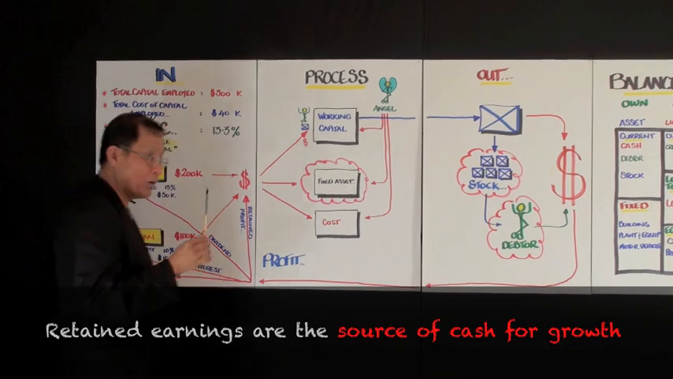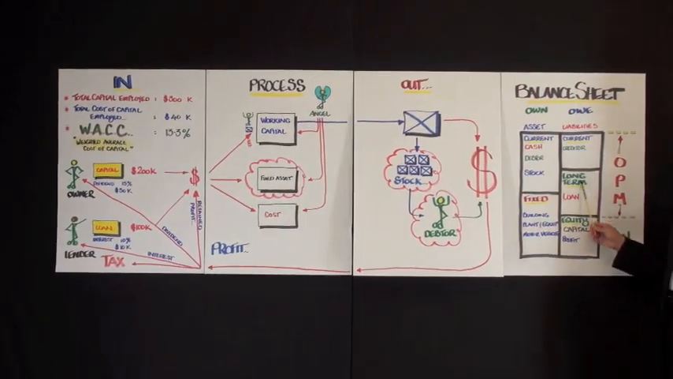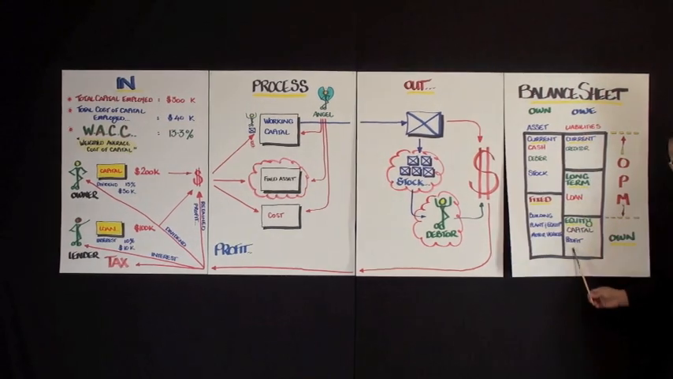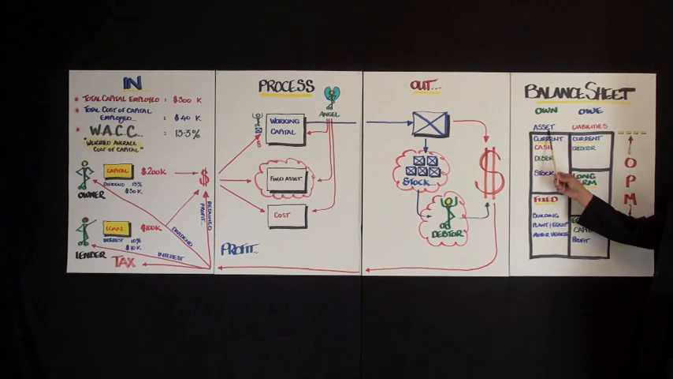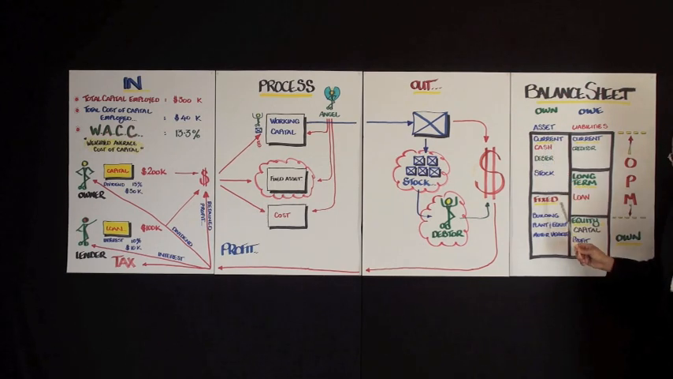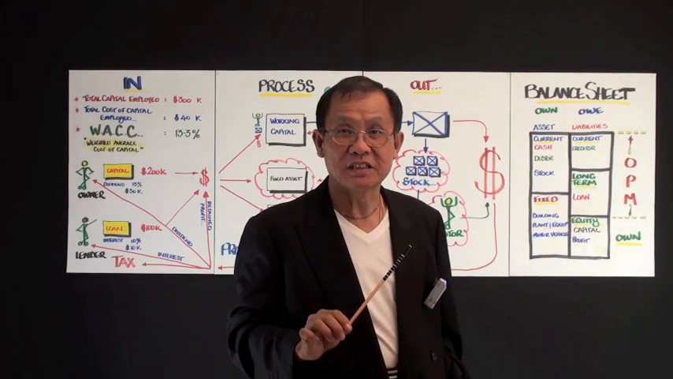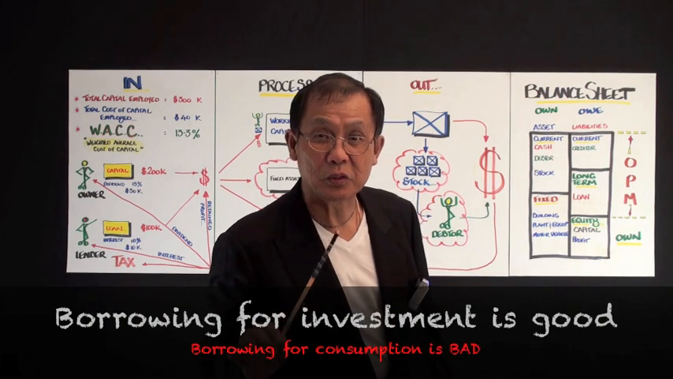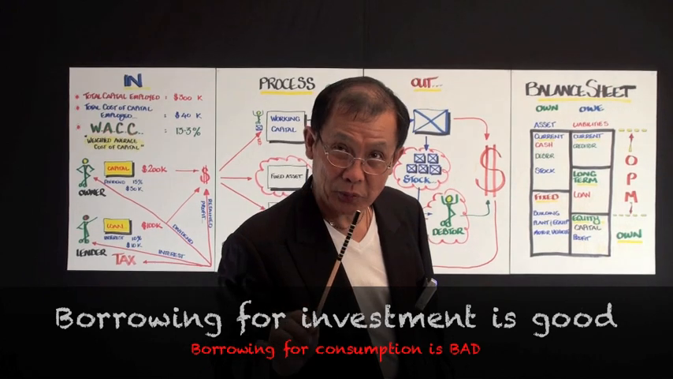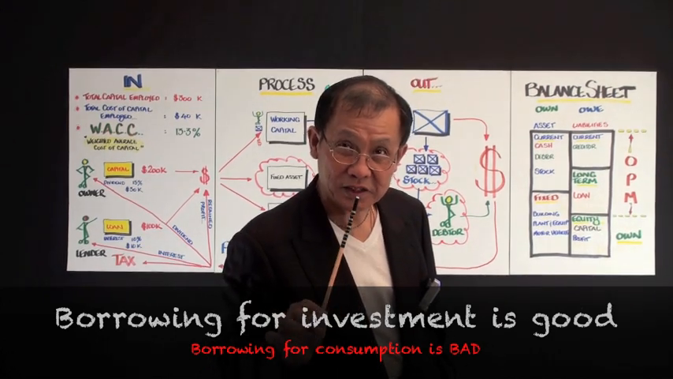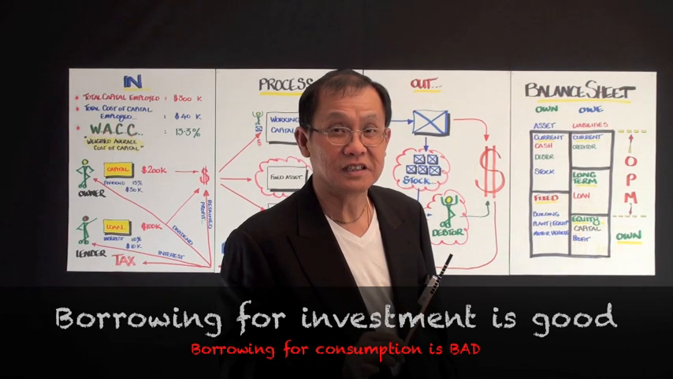So, very simply, if you look at this chart, money only comes from three sources: equity, capital, long term. And these are listed in the balance sheet as liability. And the application of fund is current asset and fixed asset. We come back to the same question. Is liability good or bad? Is borrowing good or bad? Borrowing for investment is good. Borrowing for consumption is definitely bad.